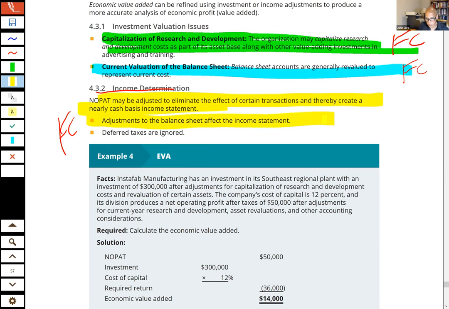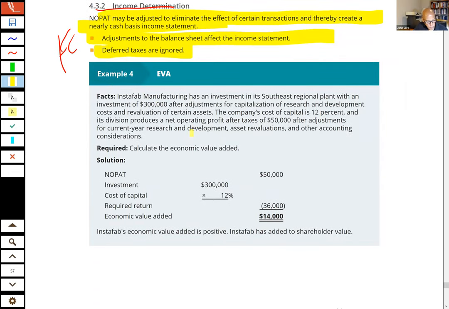That's going to take some expenses off of the balance sheet. Of course, it'd probably increase our depreciation a little bit, but I think you're going to have an overall increase on the net income that way, by capitalizing the research and development, and deferred taxes are ignored. So flashcard that, okay? And let's just look at this example.